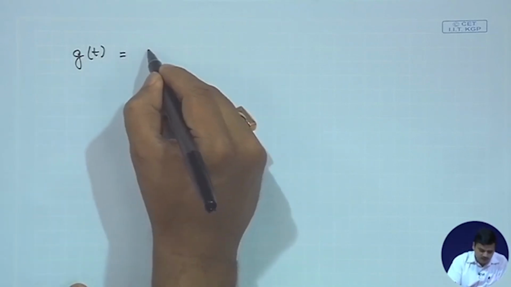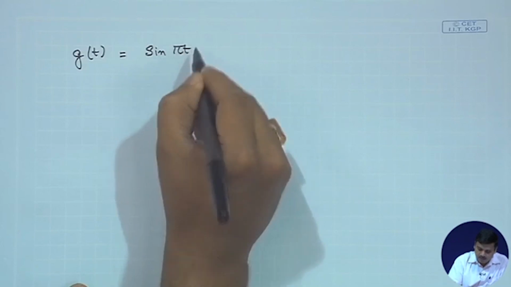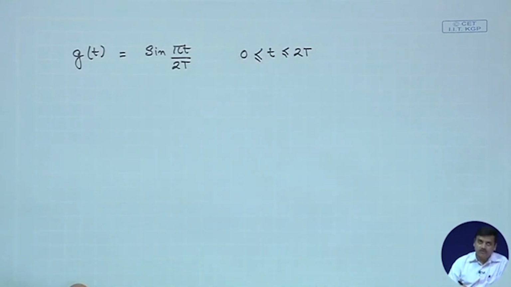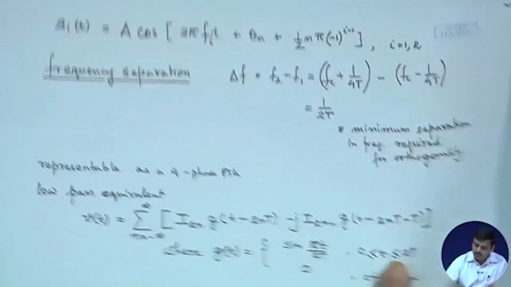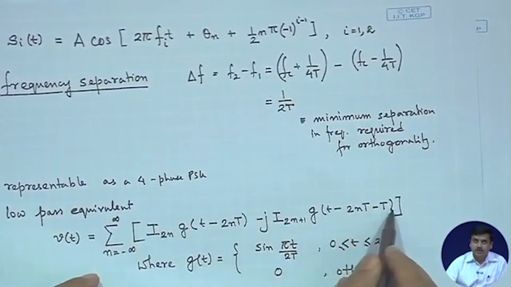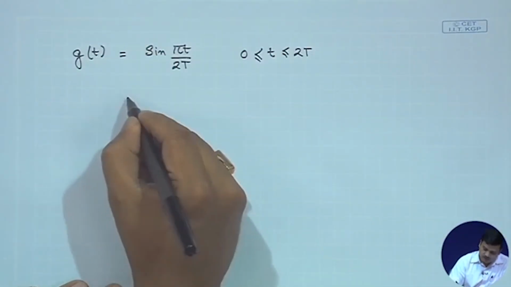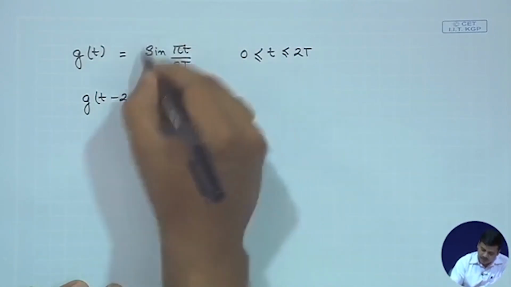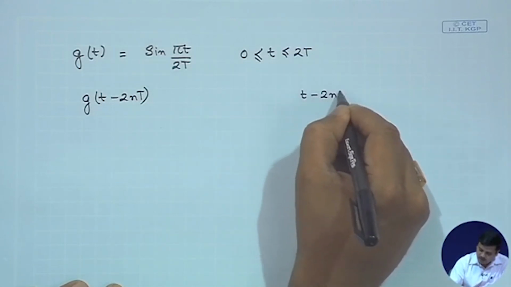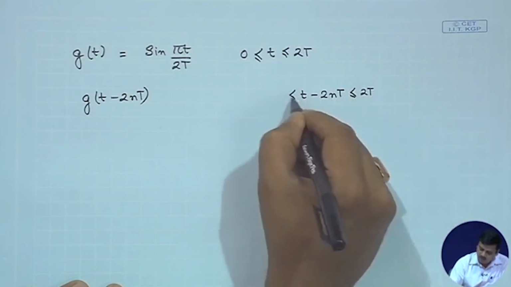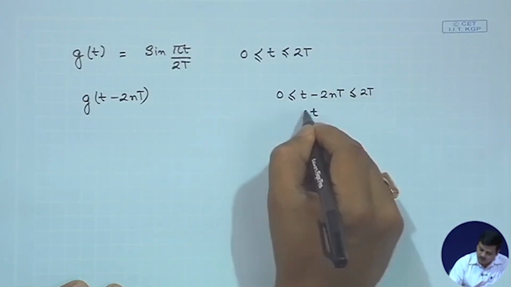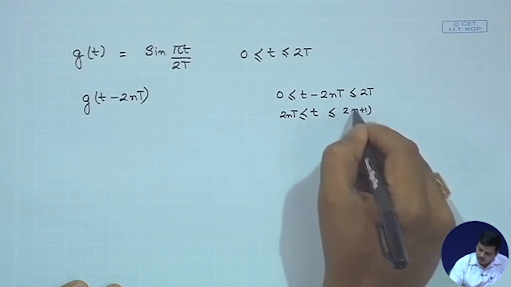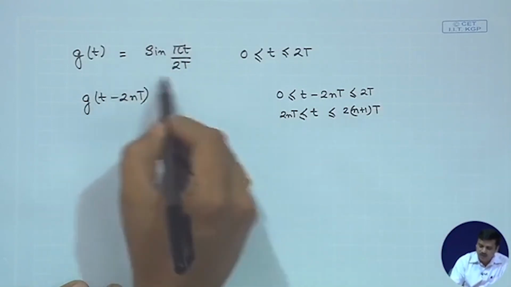g(t) was mentioned as sine of pi t upon 2T for the interval t lying between 0 and 2T. So, now we have the expressions g(t minus 2nT) and g(t minus 2nT minus T). So, we would like to look at those expressions. So, that means if we would say g of t minus 2nT, this is equal to this function for the time t minus 2nT less than or equal to 2T. So, you could get t lying between 2nT and (2n plus 1)T. In this interval, this function is equal to this.